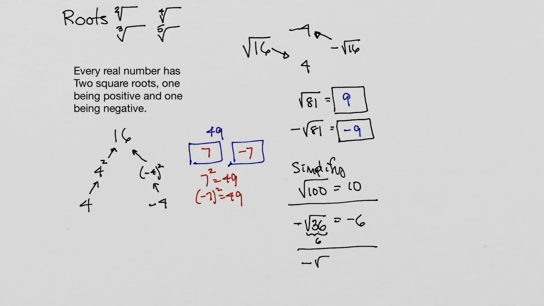What about this one? What is this? What do you think that is? That's going to be negative 3. Now we're going to write a general statement here about square roots.